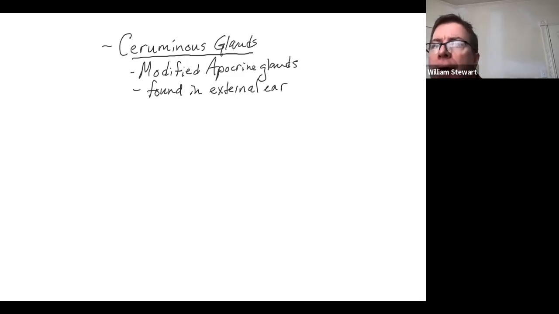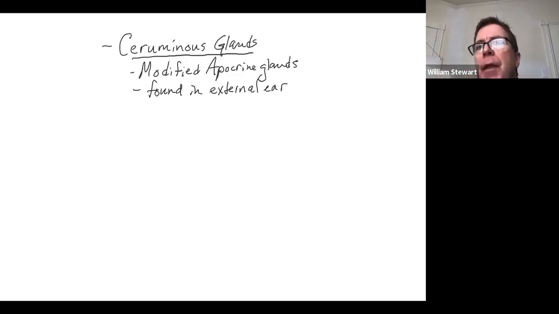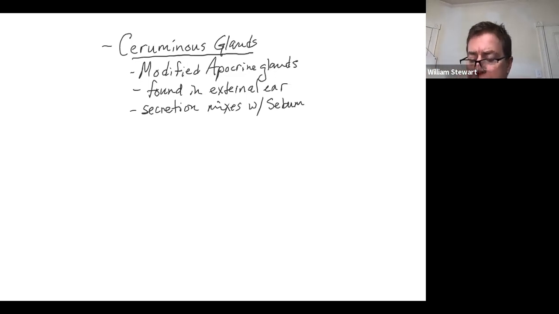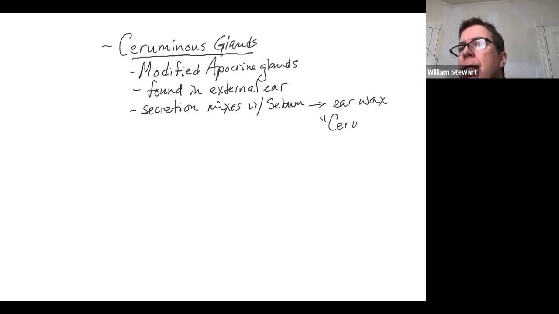The secretion of these modified apocrine glands, they mix with sebum. Let me write this down. Secretion mixes with sebum, which is that oily base substance secreted by sebaceous glands, to form what you and I call earwax. That has a scientific name. It's called cerumen. That's where they get their name, ceruminous glands.